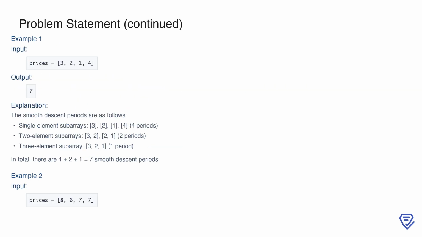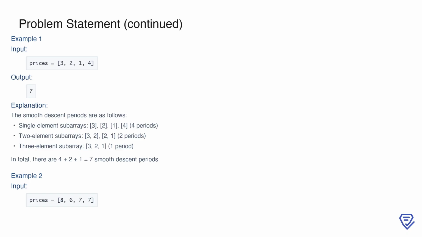Let's look at the first example to understand this better. Suppose the input array is prices equals 3, 2, 1, 4. The output in this case is 7. Here's why: every single element in the array forms a smooth descent period on its own, so we count 3, 2, 1, and 4 as 4 periods.